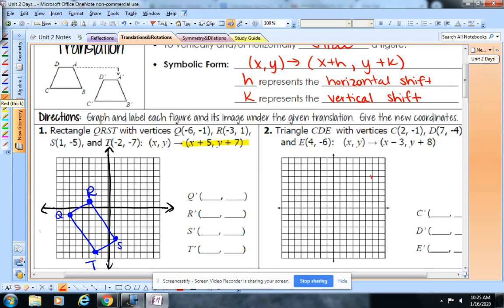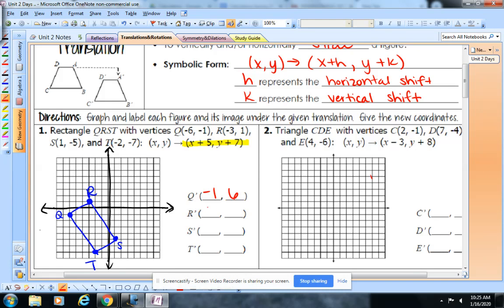So I'm going to take -6 and add 5. What's -6 plus 5? -1. So that's Q prime's x value. And then I'm going to take the y, which is -1, and add 7. It's -1 plus 7. 6. Y'all see what I'm doing there? So you're going to take whatever this says, you add this to the x coordinate, this to the y coordinate. Sometimes it's subtracted, but these are both added. Okay? So for R, the x value is -3. What's -3 plus 5?